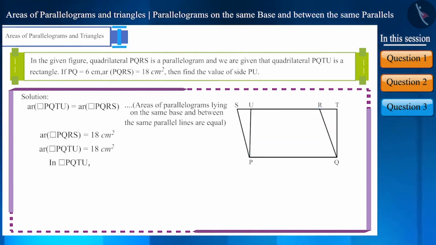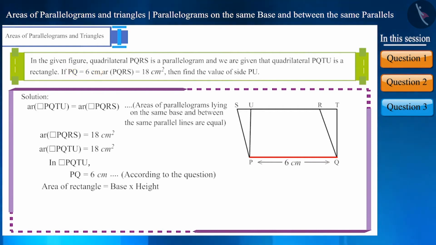In rectangle PQTU, PQ is the base and PU is the height, where base PQ is equal to 6 centimeter. And the formula for the area of rectangle is base multiplied by height, which we can write in this way, and thus we get the value of PU as 3 centimeter.